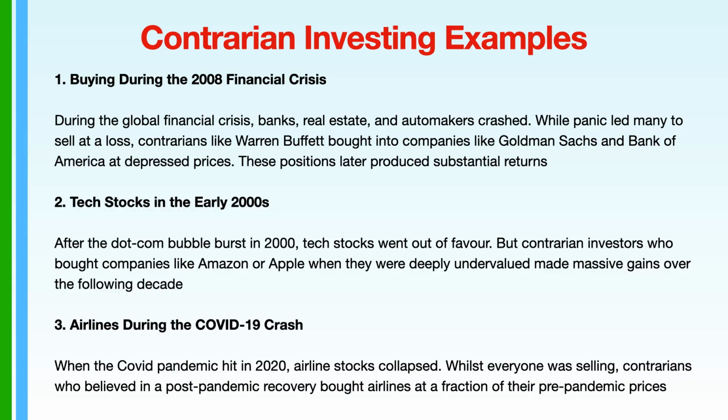Second, tech stocks in the early 2000s. After the dot-com bubble burst in 2000, tech stocks went out of favor, but contrarian investors who bought companies like Amazon or Apple when they were deeply undervalued made massive gains over the following decade. Third, airlines during the COVID-19 crash. When the COVID pandemic hit in 2020, airline stocks collapsed. Whilst everyone was selling, contrarians who believed in a post-pandemic recovery bought airlines at a fraction of their pre-pandemic prices.